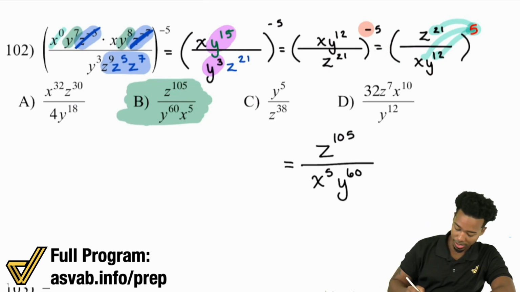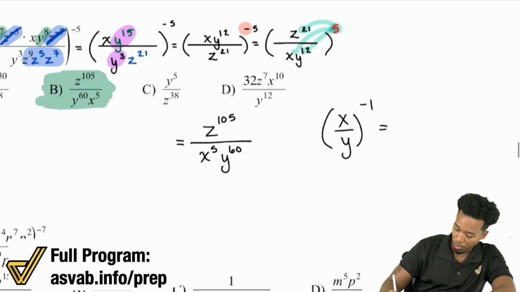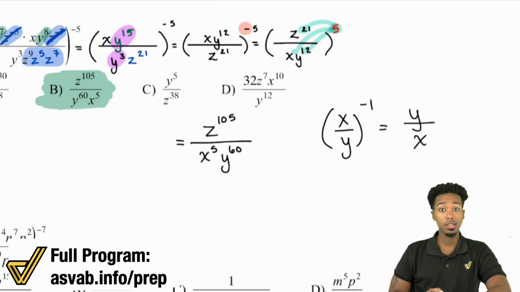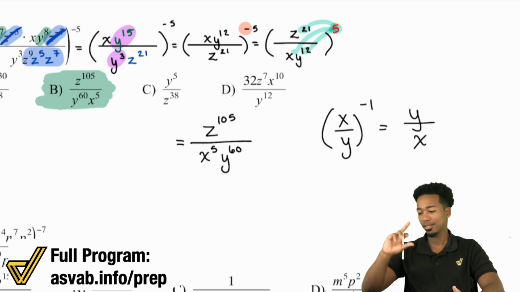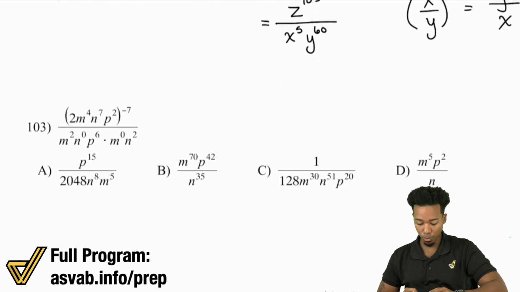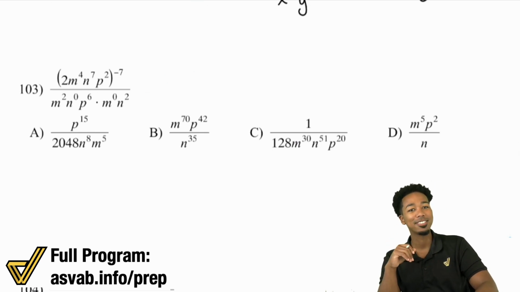So if you want to write this down, please do. If we have, let's say, x over y to the power of negative 1, that's going to equal y over x. That's really what it is. Just flip the fraction and you're fine. Because you have the whole fraction being taken to a negative, just flip it. So let's go ahead and get to number 103. So take a pause here. Go ahead, try it out yourself, and then let's dive in.